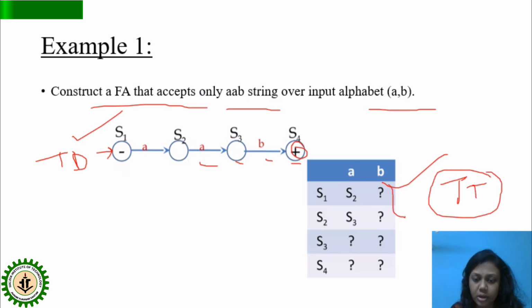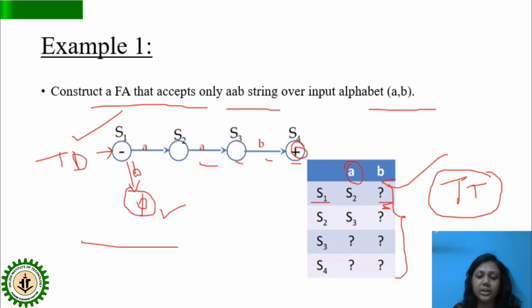Now you have to fill this column yourself, like I have shown you in the previous slides. Suppose S1 is getting input A, it is going to S2. S1 is getting input symbol B, it is going nowhere. So it will go to a state called the trap state. The trap state is used when we have no use for any other input symbol and we have to show a transition for that particular state. In that case only we use this trap state, or we can call it a dead state as well.